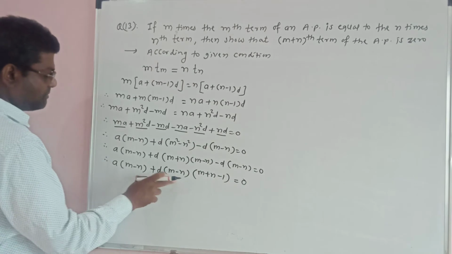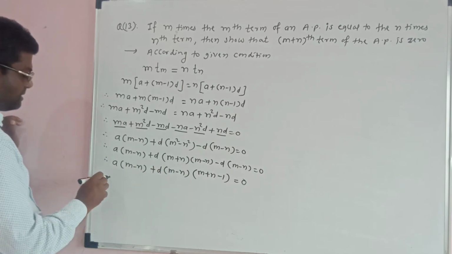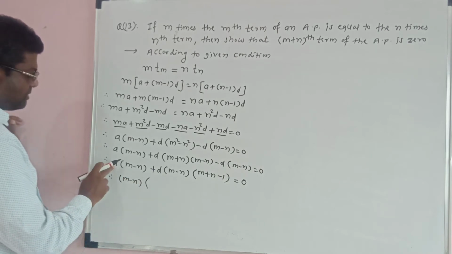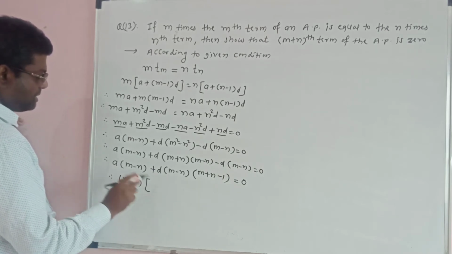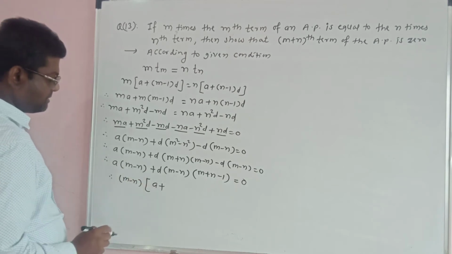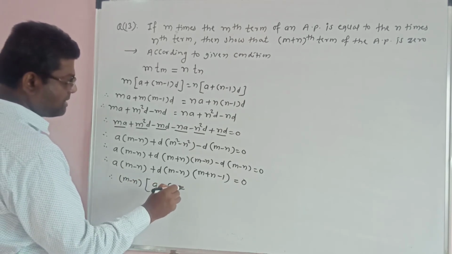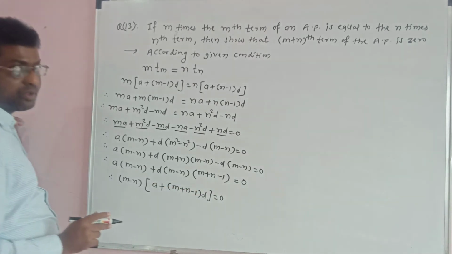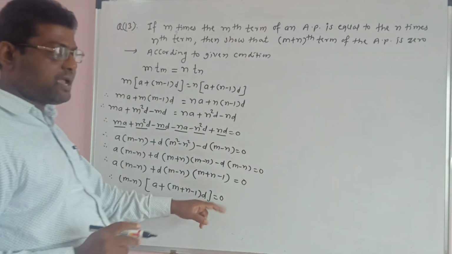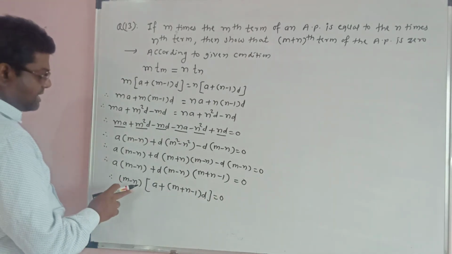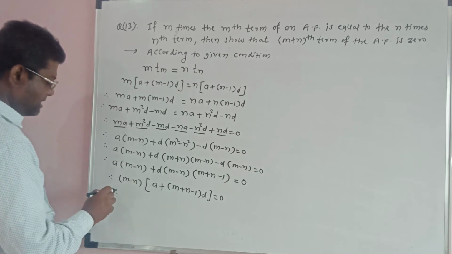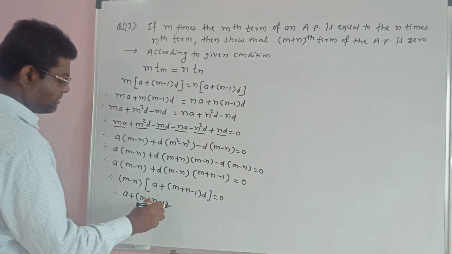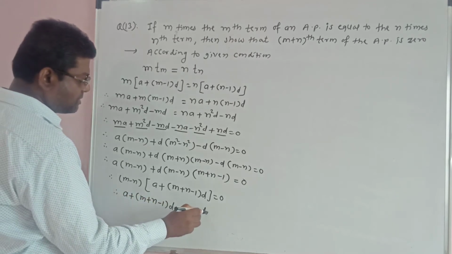Now in these terms take m minus n common. Therefore m minus n in another bracket here will be a plus m plus n minus 1 into d is equal to 0. Divide both sides by m minus n. Therefore this m minus n will get cancelled. Therefore we have a plus m plus n minus 1 into d is equal to 0.